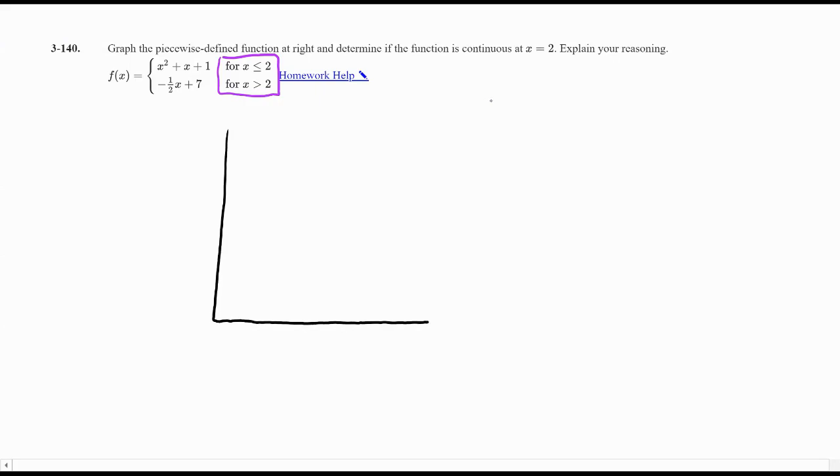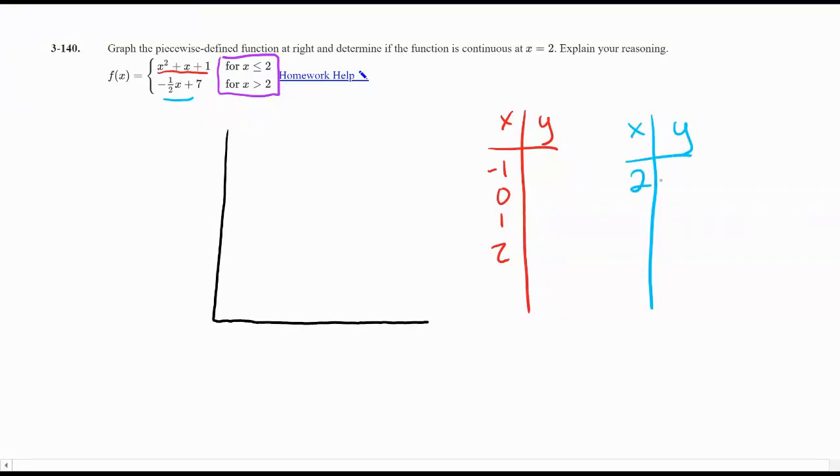So what that means is that my first function here I will do in red. I am going to plug in some x values that are less than or equal to 2. So let's call it, I don't know, -1, 0, 1, and 2. Then for the second function, I'm going to plug in the values around 2 and also greater. So in my x and y values here, I'm also going to plug in 2 because I need to know what's happening at 2 since that's where the trade-off is. I plug in 3, 4, and 5.